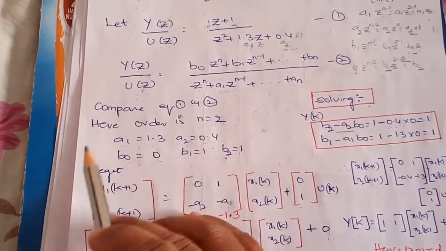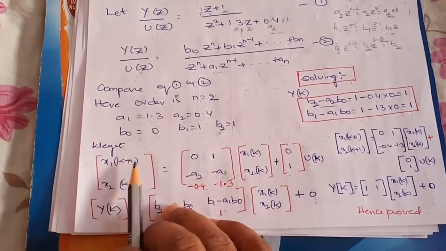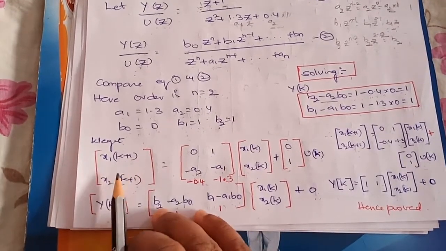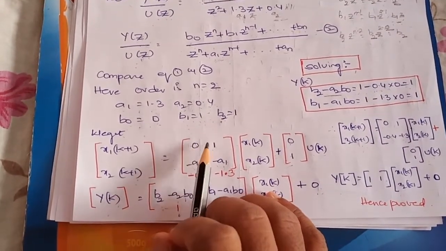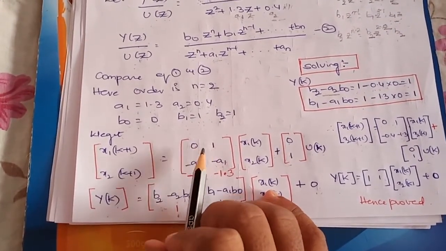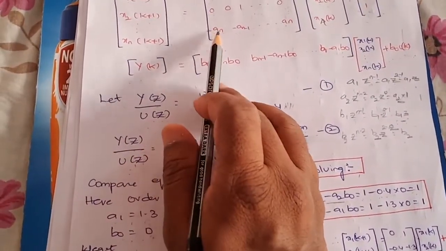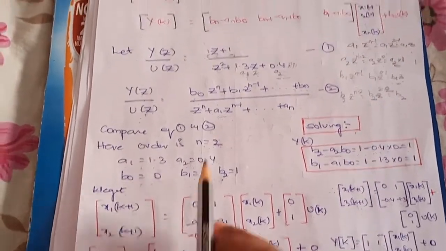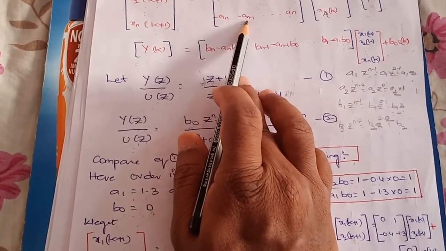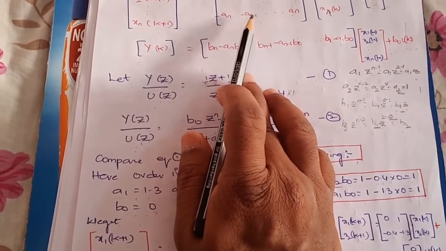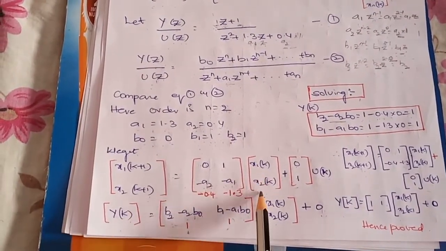Now we have to represent this in the state space representation. Since the order is 2, we have to get a 2 by 2 matrix. So x1 of k plus 1, x2 of k plus 1 is equal to 0, 1 as the first row, and the next row will be minus a2 and minus a1. Here it is minus an, n value is 2, so minus a2. What will be the next term? Minus an minus 1. What is n? 2. If you substitute 2 here, we get minus a 2 minus 1, that is minus a1. So we have written minus a1 into x1 of k, x2 of k.